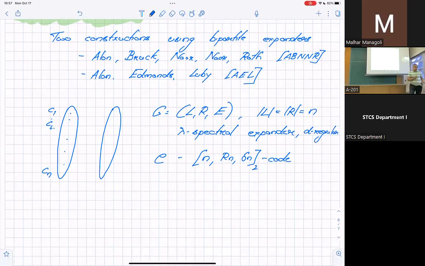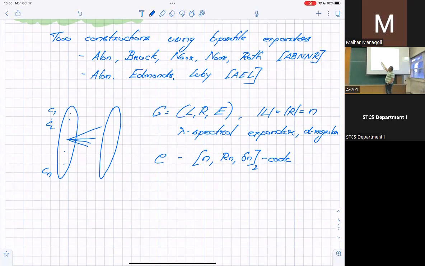And let's also assume that this graph is d-regular. So when the graph is balanced, I'm going to say it's regular on both sides. So it's d-regular on both sides in our language. I want it to be regular on both sides, and that's important for us.